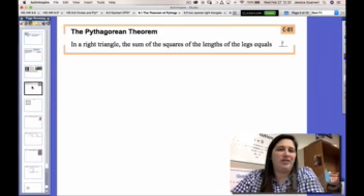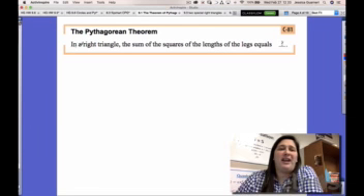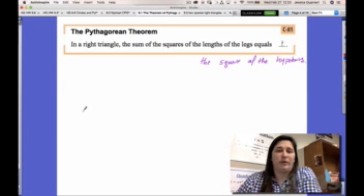Now that should be nothing new. Okay, so this is the verbiage that goes with the Pythagorean theorem. In a right triangle, the sum of the squares of the lengths of the legs equals the square of the hypotenuse. I'm going to give you a second to write that down.